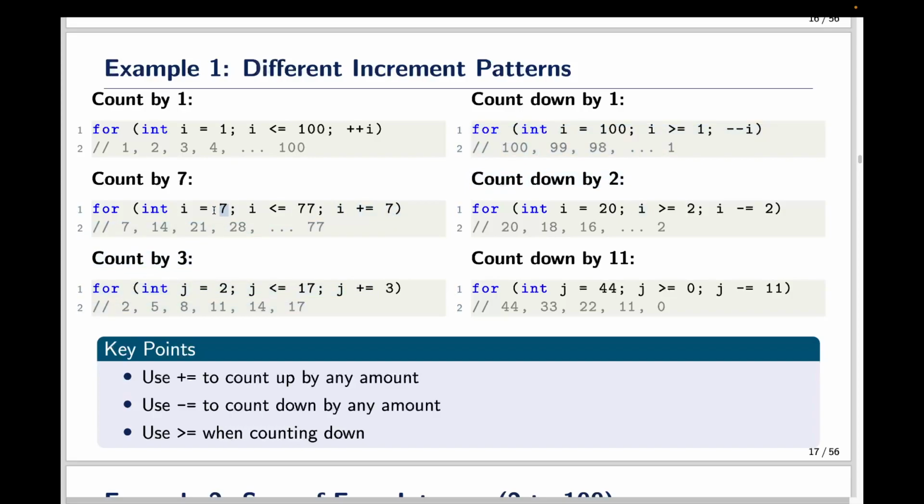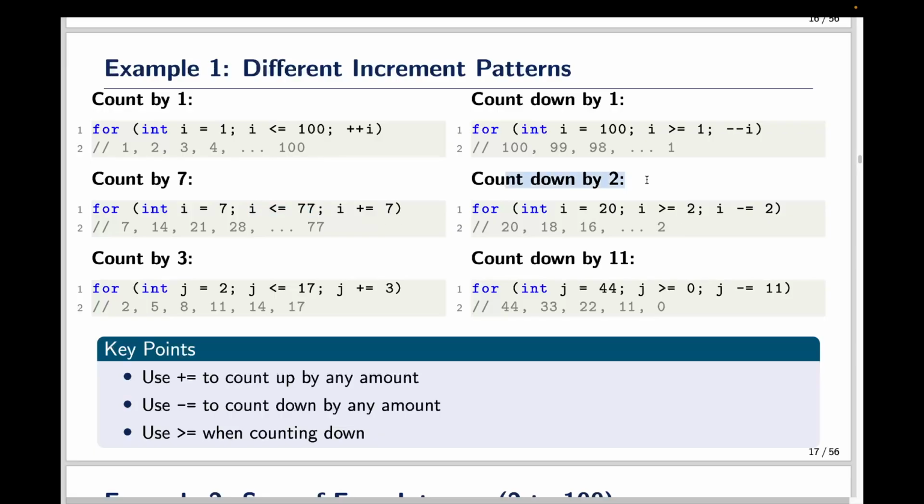So what will happen? i will have an initial value of 7, then 7 plus 7 is 14, then 14 plus 7 is 21, then 21 plus 7 is 28, and so on. This will go on up till the value of i becomes equal to 77. So 77 will be the last value that will be printed. Afterwards, 77 plus 7 will be 84, so that will never be printed because that is greater than this condition over here.